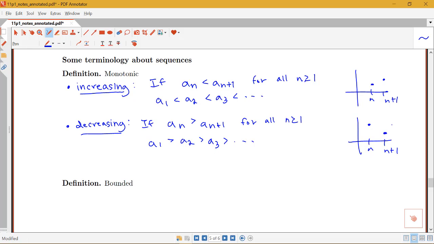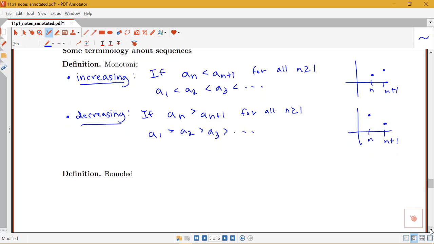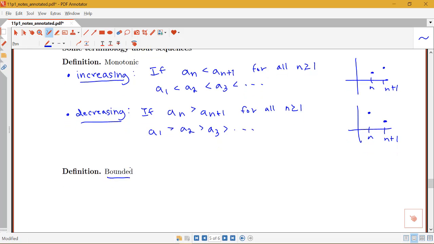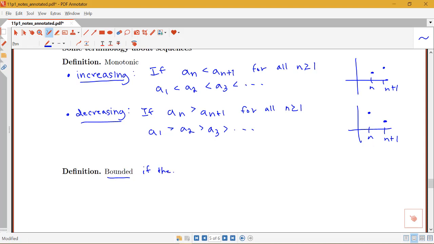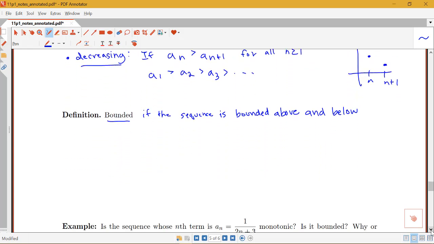So what are some additional definitions that we have? We'll go through some definitions and then we'll start looking at some examples of sequences that have a mix of these properties. Our other definition has to do with a sequence being bounded. We say that our sequence is bounded if the sequence is both bounded above and bounded below. That means that our sequence stays within some restricted range. Let's go over these specific definitions of what it means to be bounded above and what it means to be bounded below.